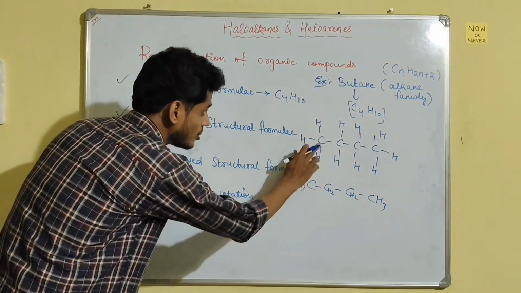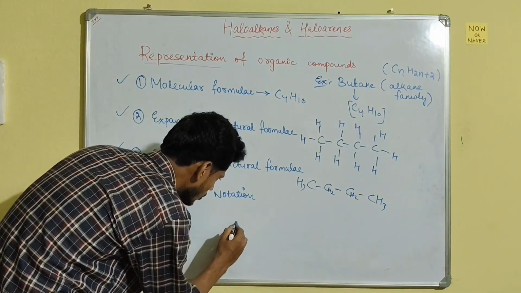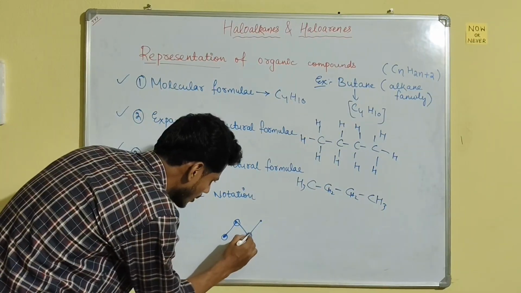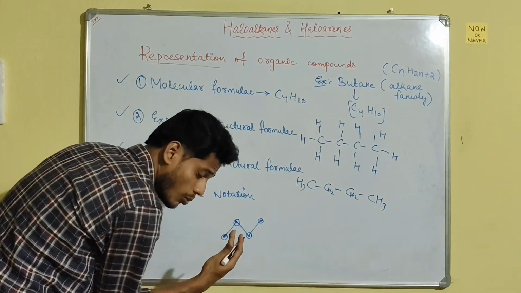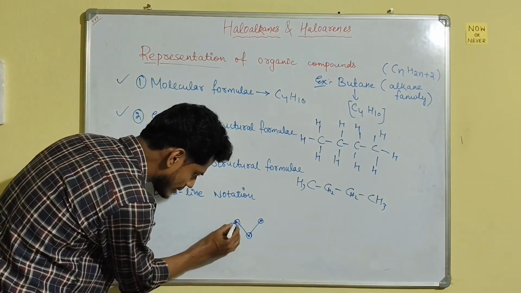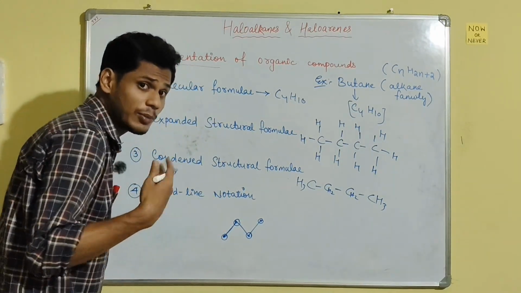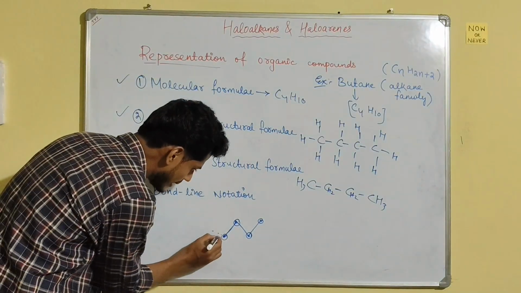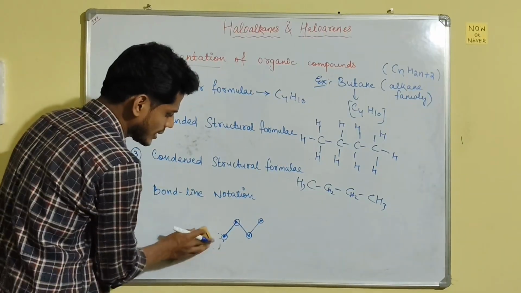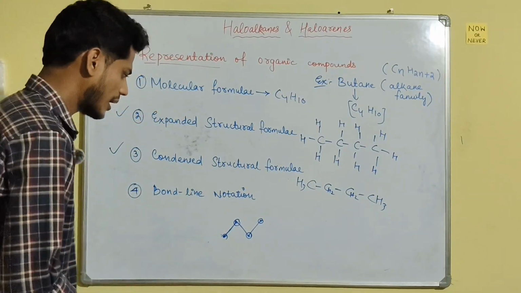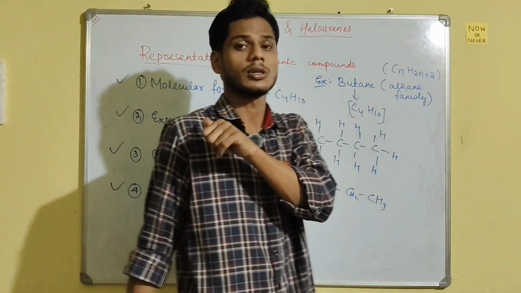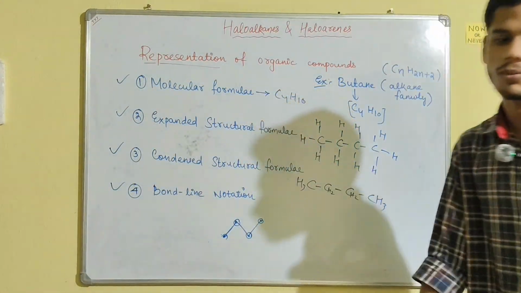What is bond line notation? For example, there are 4 carbon atoms, so 1, 2, 3, 4. What does this point represent? This point represents carbon, and these bonds represent the bonds between carbon atoms. But if you look at this carbon, it is attached to this carbon. How many valences are required for the rest? 3. So these 3 are the hidden hydrogen atoms which we will not show. You have to know that there are 3 hydrogen atoms which are not shown. So this is your bond line notation. So this was about the representation of organic compounds.